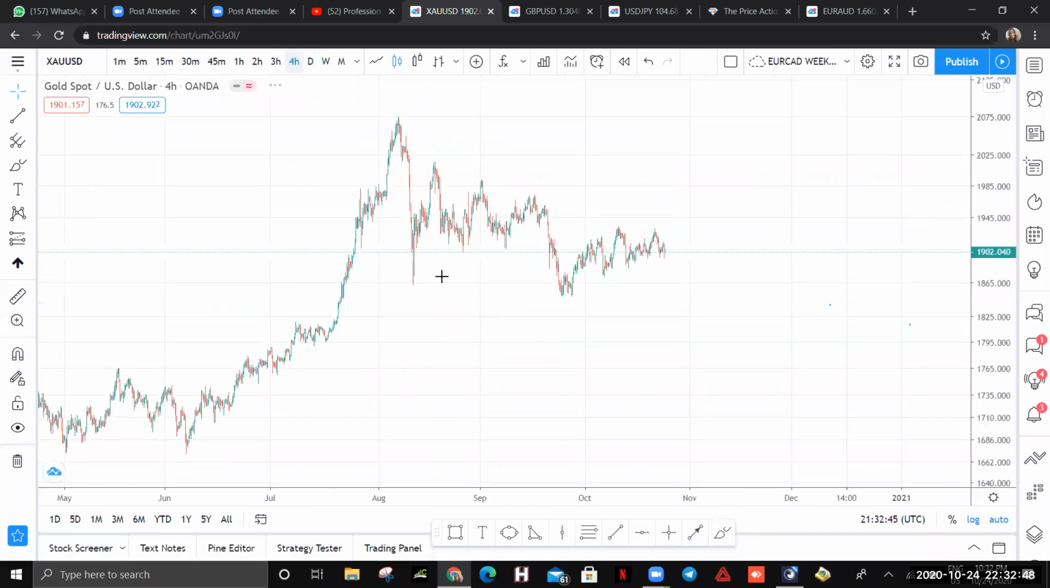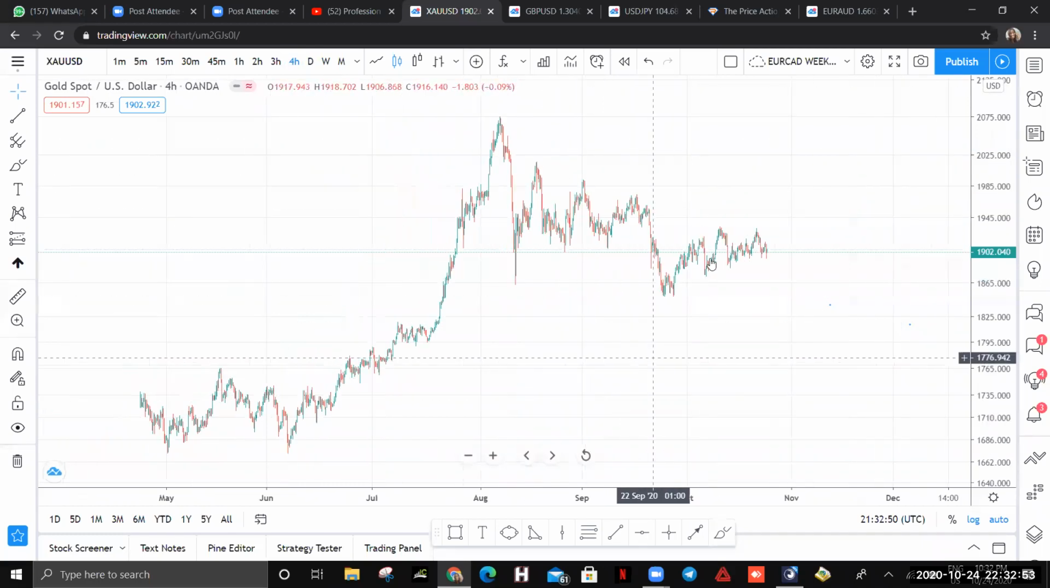H4, that's where it's stuck. Between down and what? Up. You can see it here. It's stuck here. This is a ranging market.